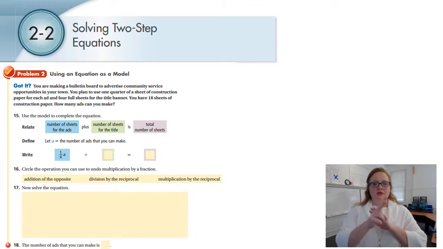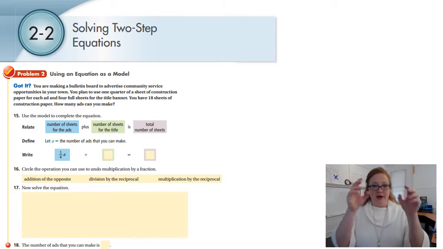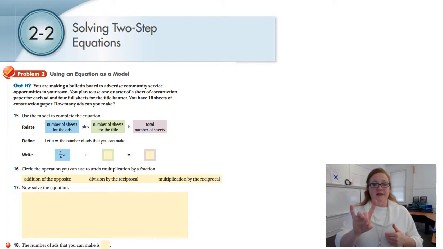Problem 2. Pause the video and answer questions number 15, 16, and 17. Use an equation as a model. You are making a bulletin board to advertise community service opportunities in your town. You plan to use 1/4 of a sheet of paper for each ad and 4 full sheets for the title banner. You have 18 sheets of construction paper. How many ads can you make?